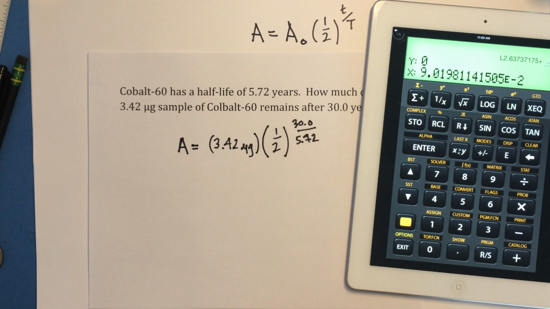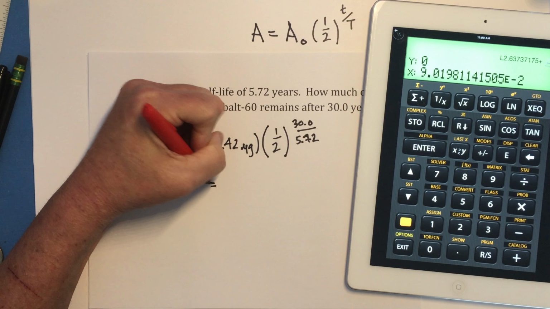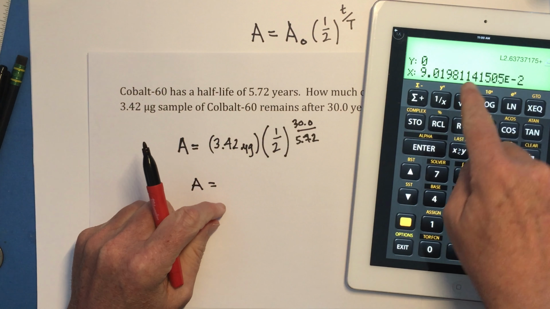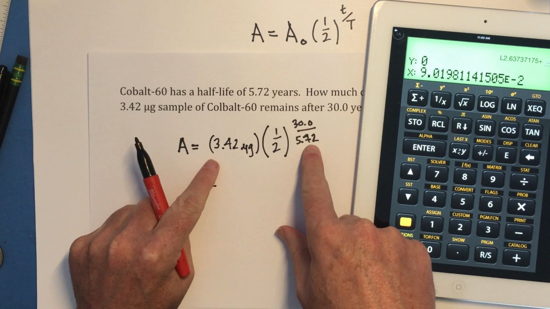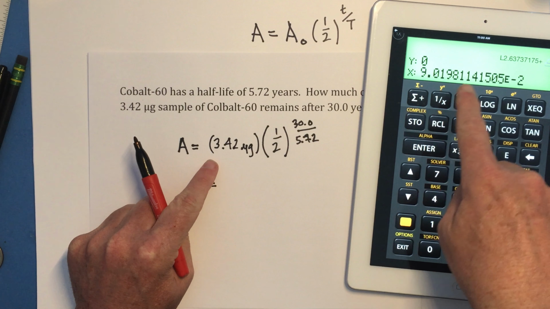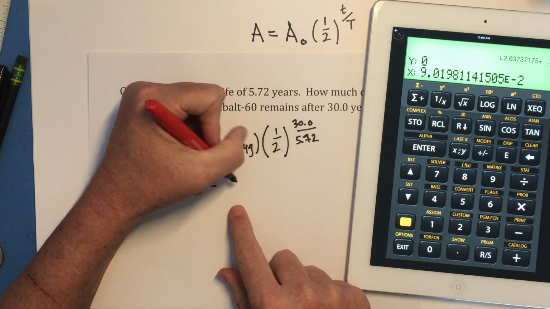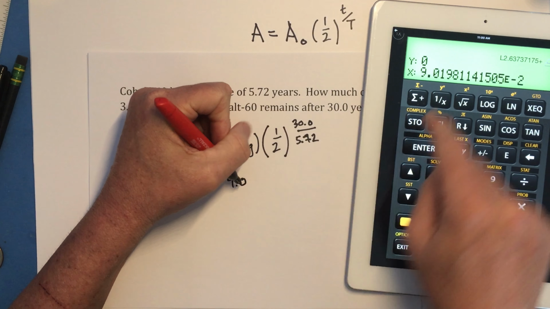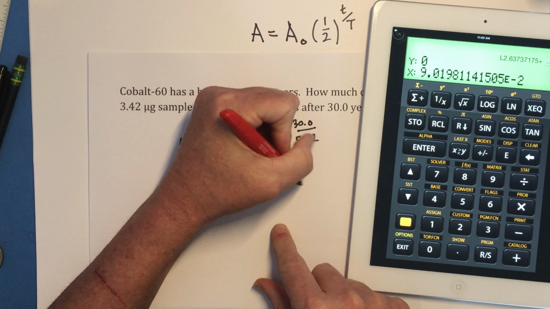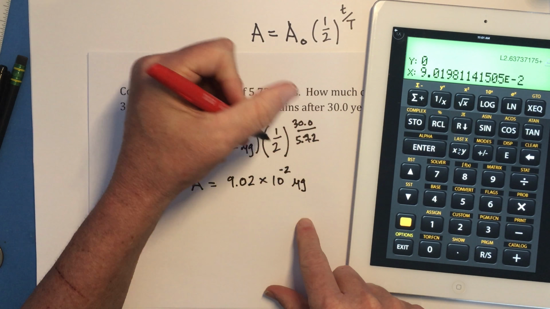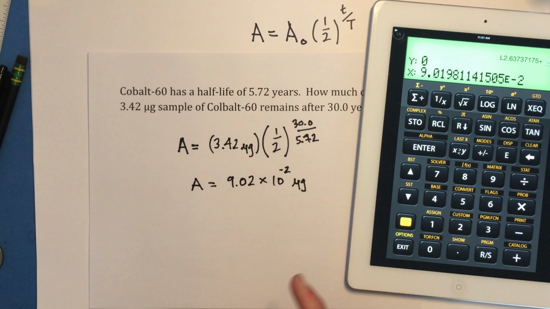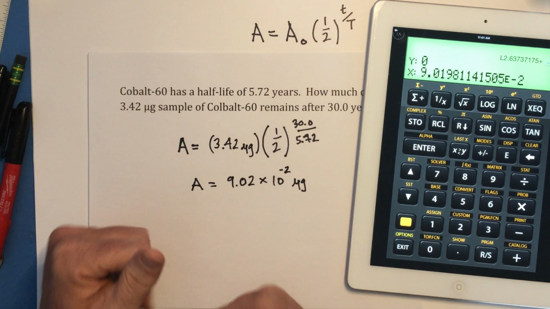Looks like my answer is, the amount left over will be, now I've got to account for sig figs, so I have 3 sig figs. The 1/2 doesn't apply here, so I need 3 sig figs in my answer. That should be 9.02 times 10 to the minus 2 micrograms of cobalt-60. There you go. Doesn't get much more straightforward than that.